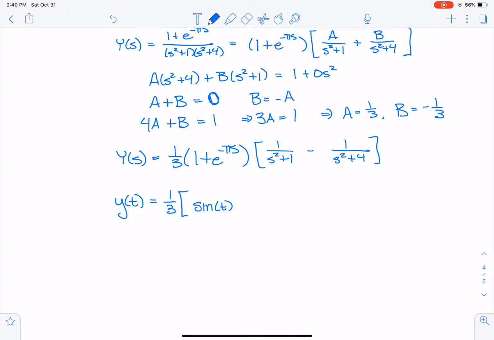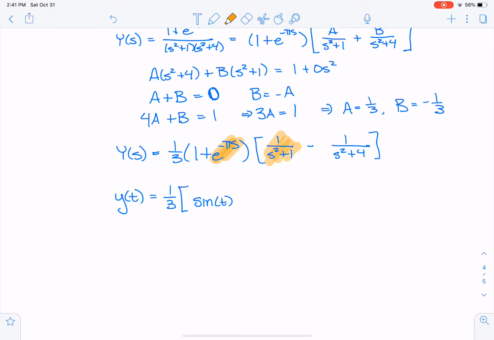And now my second term is going to be the e to the minus pi s, again, times this 1 over s squared plus 1. So when I take the inverse Laplace transform with the e to the minus pi s there, I'm going to have a Heaviside function of t minus pi. And when I take the inverse Laplace transform of 1 over s squared plus 1, it would normally be sine of t, but because of that e to the minus pi s, it's sine of t minus pi.